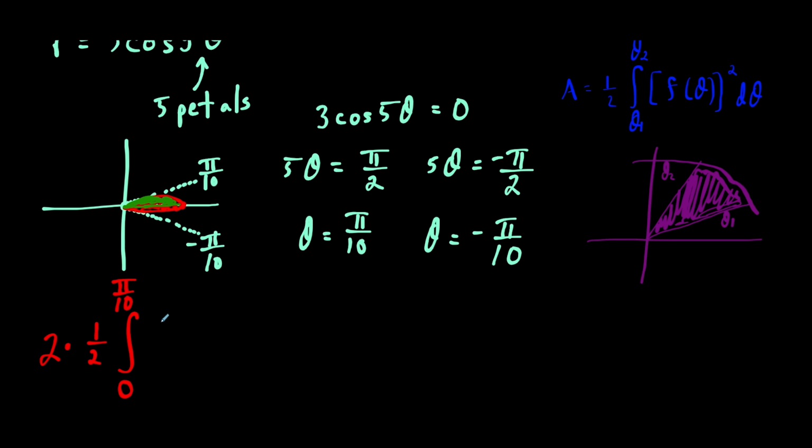And we write our function on the inside. So once again, we're using this main formula here to find the total area. However, we're making use of symmetry here, that from 0 to pi over 10 is half the total area, so that by doubling the area from 0 to pi over 10, we'll get the entire petal. And now we just write our function on the inside. We have 3 cosine 5 theta, and this quantity is being squared, and we have d theta here.